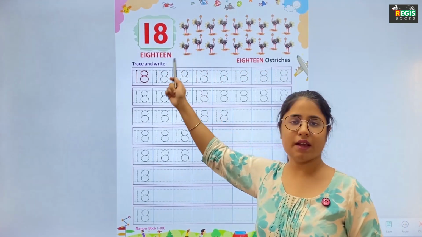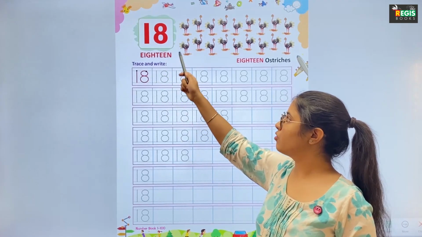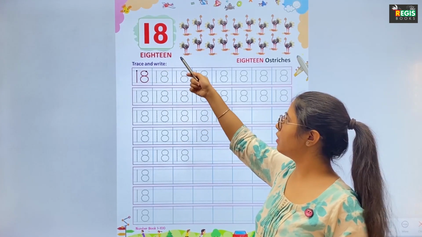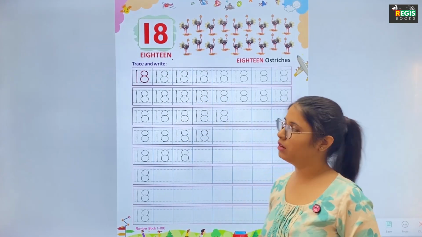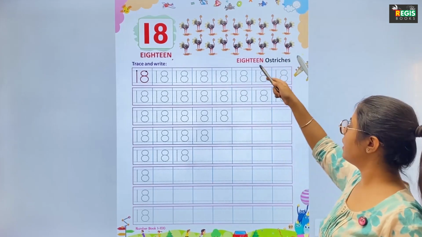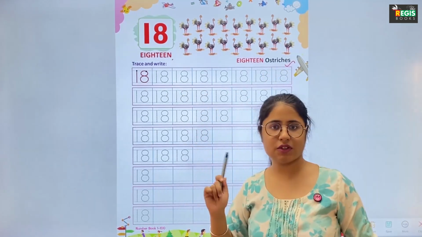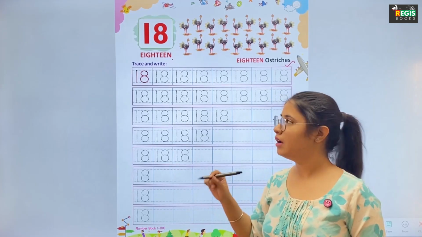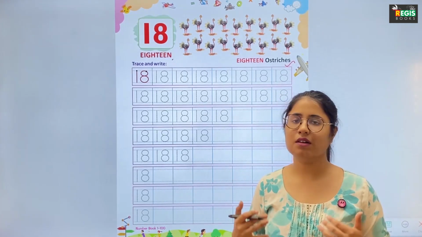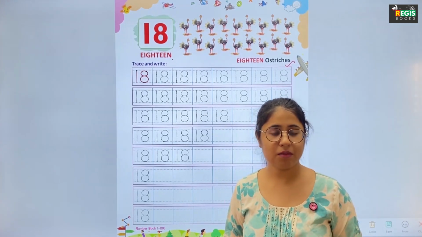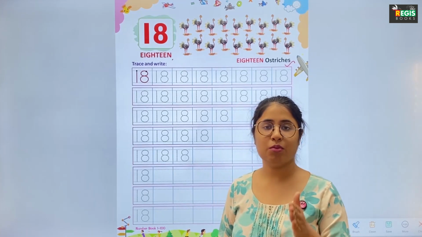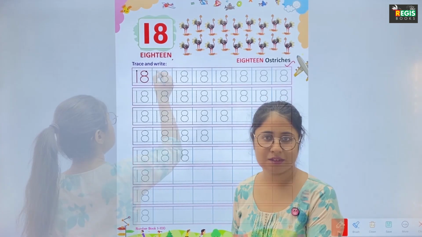1 8 18. EIGHTEEN 18. These are total 18 ostriches. Trace and write. So kids, मेरे साथ मिलकर इन numbers को trace कर practice करो. We write the number 18 by writing 1 and 8 together.